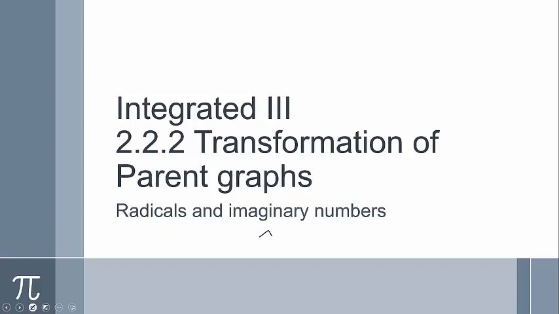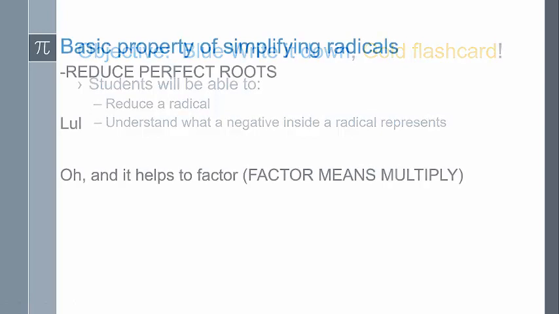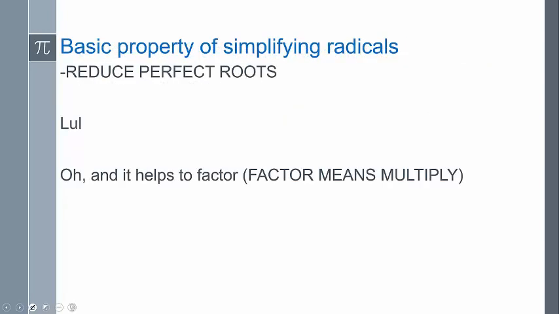This is section 222. We're going to take a look at radicals and imaginary numbers. This should be a review though. So we're going to learn how to reduce a radical and understand what a negative inside of a radical represents. So, how do we simplify radicals? Simple answer, reduce perfect roots.